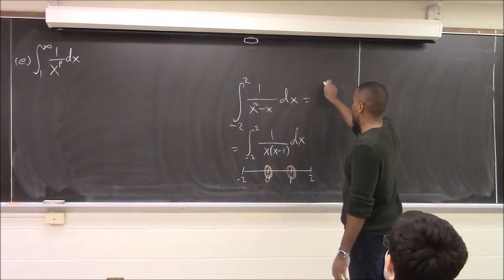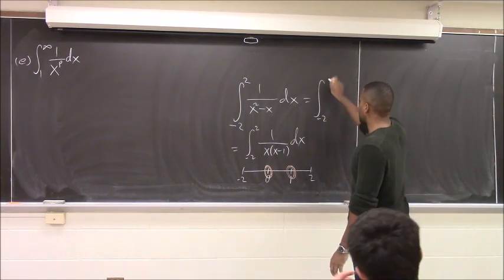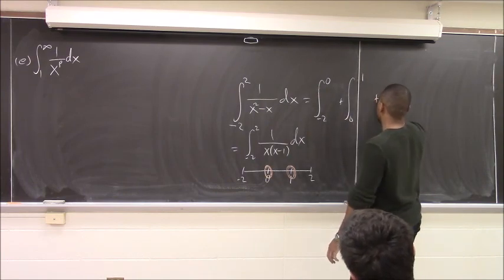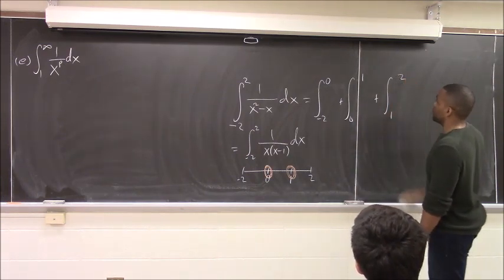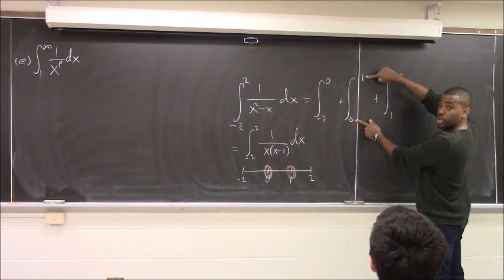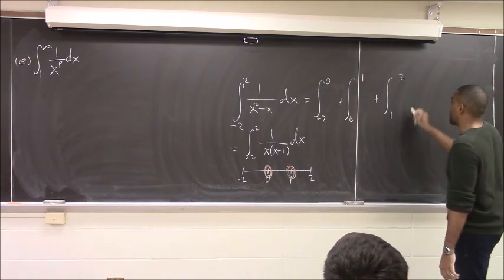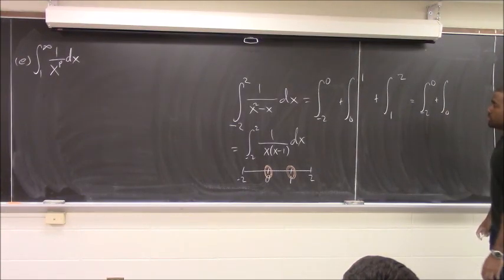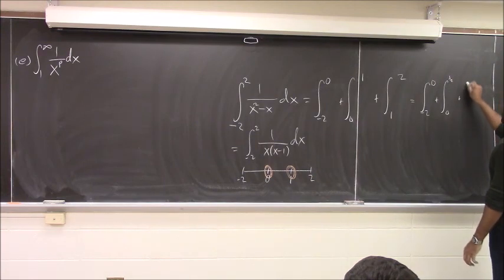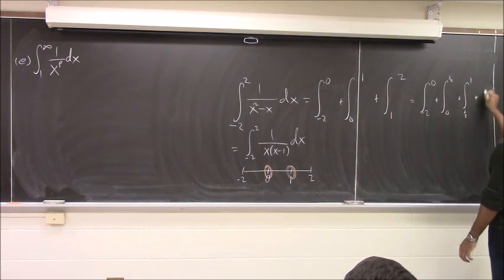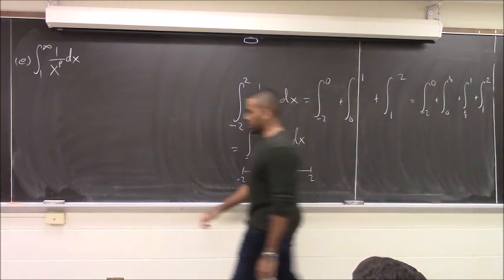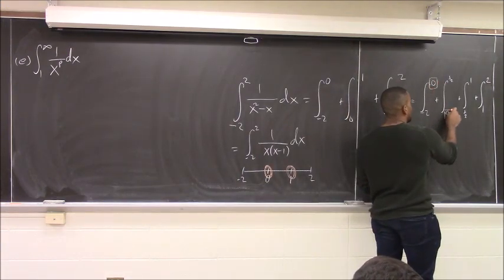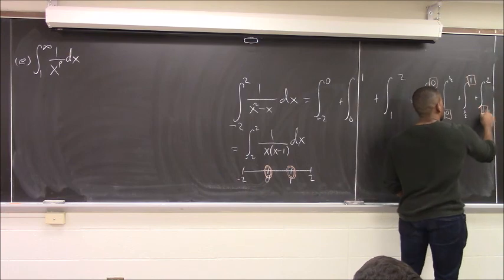How you would do that is, again, you'd expose all the bad points. So 0 would have to be exposed. Then the 1 would have to be exposed. However, now notice you have 2 bad points. You'd actually have to split that up further. So you'd split it, say, minus 2 to 0, plus 0 to something else, like a half, plus a half up to 1, plus 1 up to 2. So you can split this integral up. In the first case, that's 1 bad point. Second case, 1 bad point. Third case, 1 bad point. Fourth case, 1 bad point.